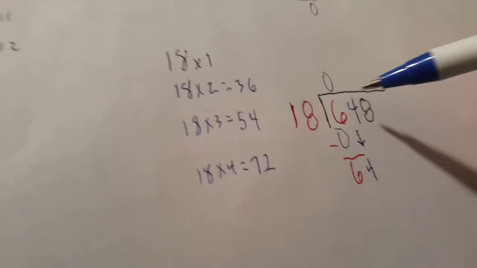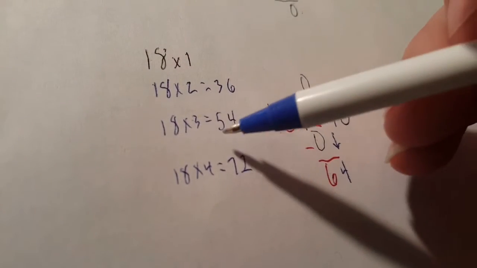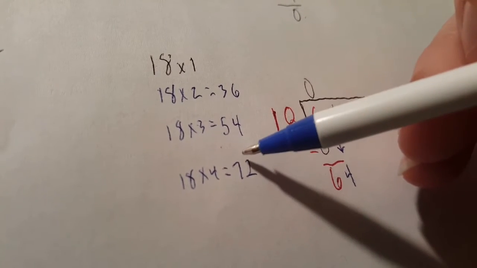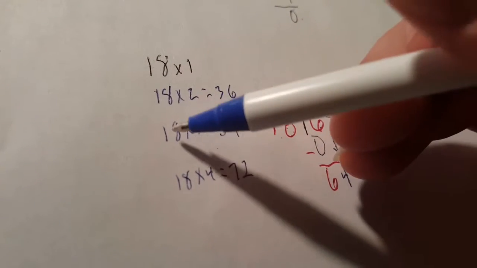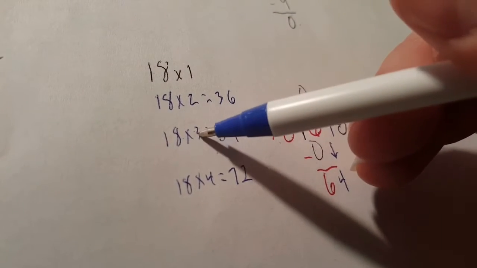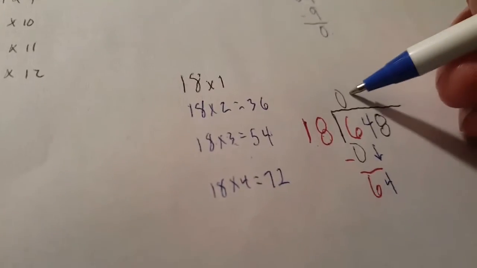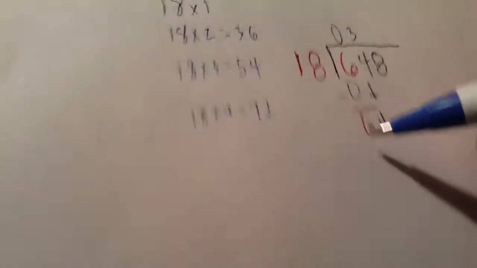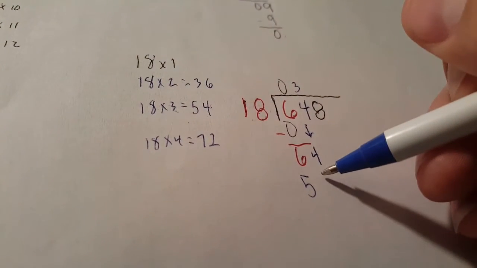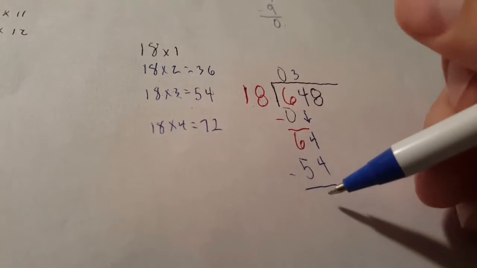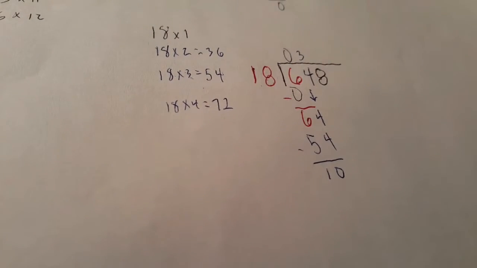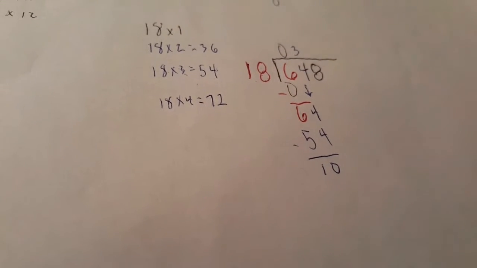All right, so we've gotten already to 64. 64 would be in between 54 and 72. So 72 is too big, so we're going to take the 54. What times 18 makes the closest number to 64? That would be the 3. I'm going to put the 3 up here. Write the product of 18 times 3 and find the difference. We're going to bring down our next number.